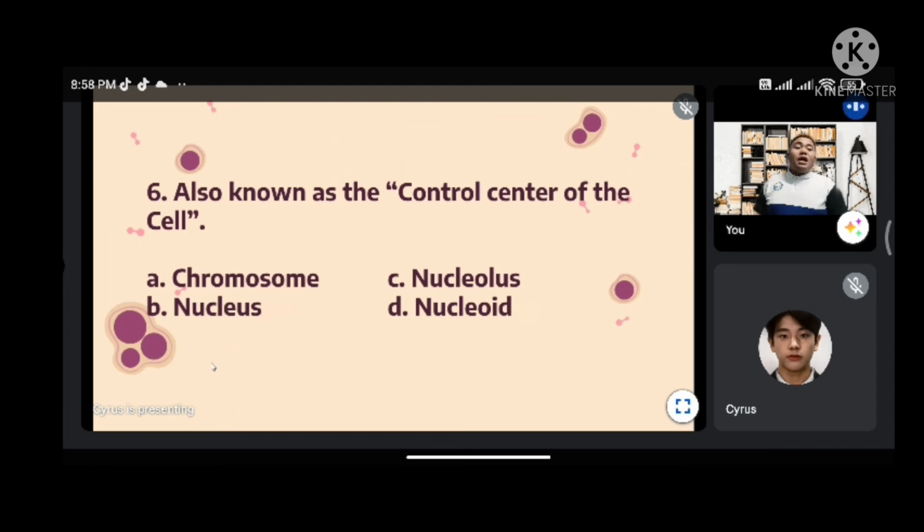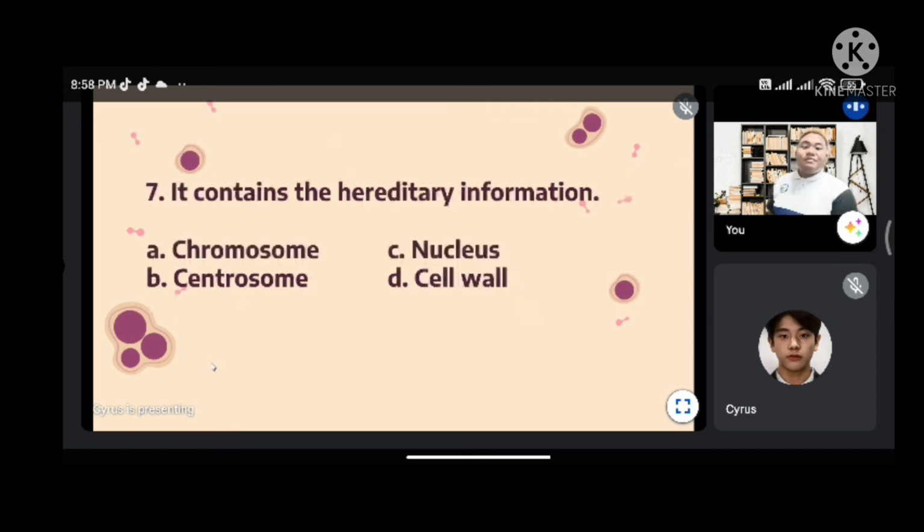For item number 7, it contains the hereditary information. A. Chromosome. B. Centrosome. C. Nucleus. Or D. Cell wall. Please choose the best answer.